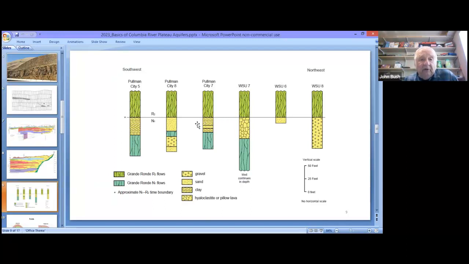But this particular drawing is what sedimentologists and stratigraphers sometimes use to look at the important areas. So what I did was look at where most of the wells stopped. To get that done, I could easily determine the last of the R2 flows.